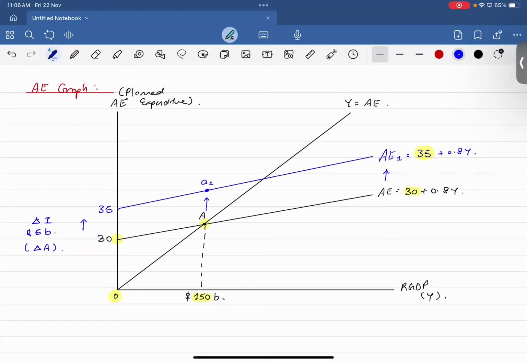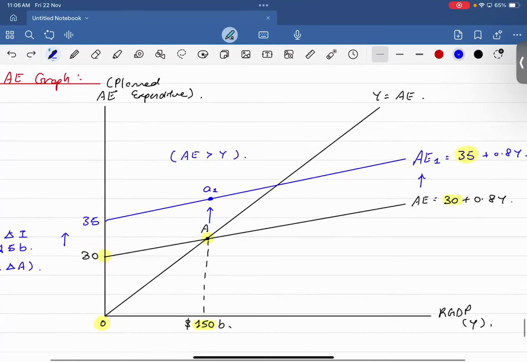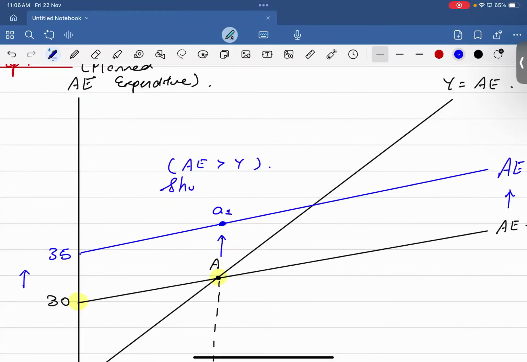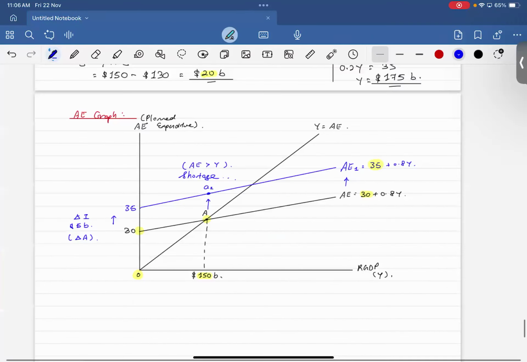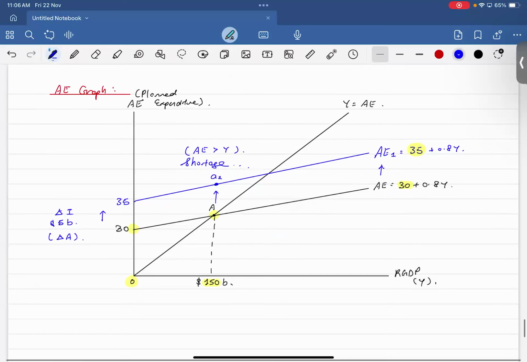Now what can you see here? Your expenditure is larger already. Expenditure is larger than output. AE is larger than output already. Output remains the same, it's still 150. So therefore there will be a shortage of resources.